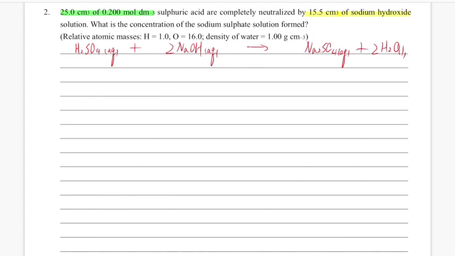Okay, so now let's fill in the part that the question has provided for us. So for sulfuric acid, mentioned in the question, the volume is 25.0 cm cube, and the molarity is 0.200. Okay, and for sodium hydroxide, the volume is given, which equals 15.5 cm cube. Okay, and the molarity isn't mentioned here. And what we are looking for is the molarity of the sodium sulfate solution formed.